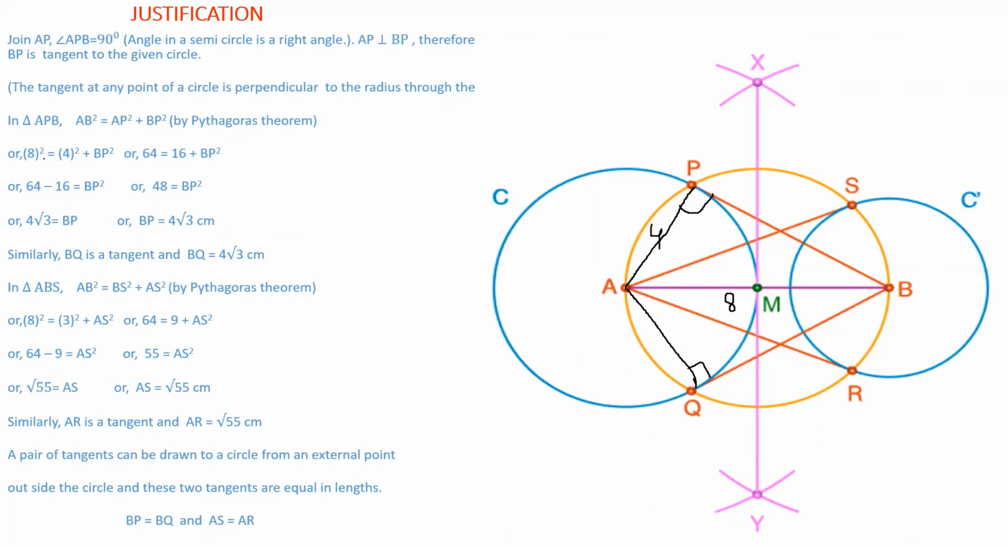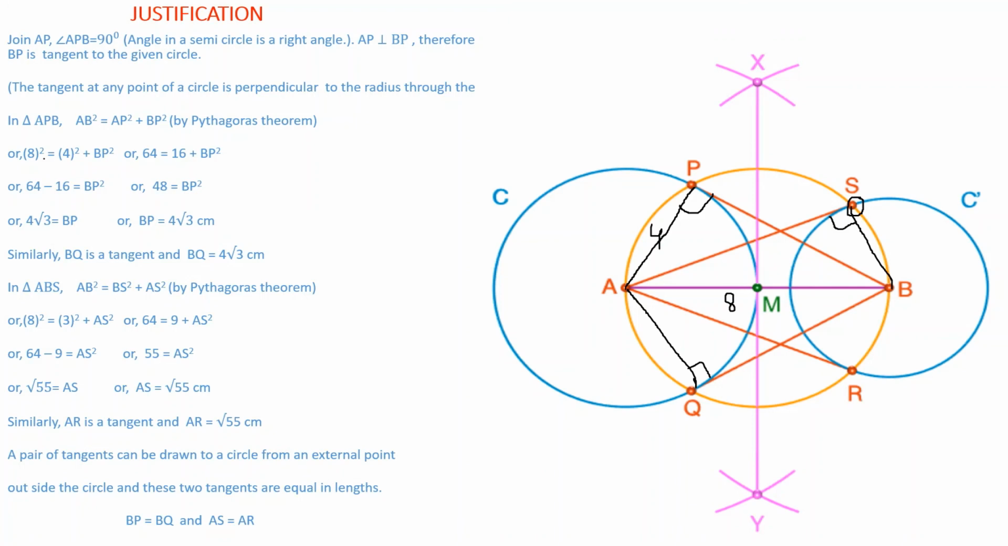Similarly, in this right angle triangle, we can calculate BQ. So both BP and BQ are equal, and BP and BQ are tangents. Now see, for this C dash circle, AS and AR are tangents. Now for this we can join BS. So in this triangle ABS, this is 90 degrees because this is also an angle in the semicircle, because in this circle AB is the diameter and S is a point on the circle.